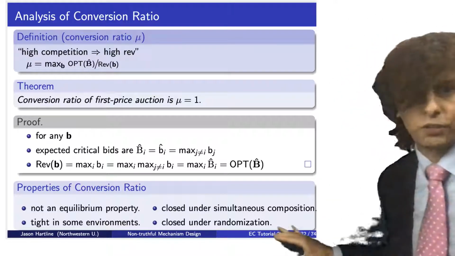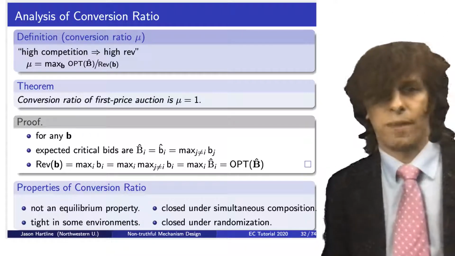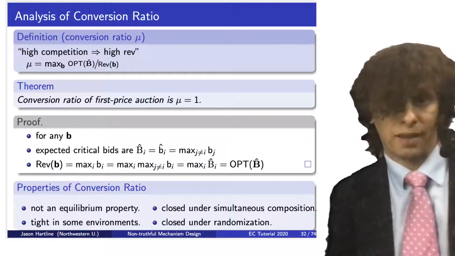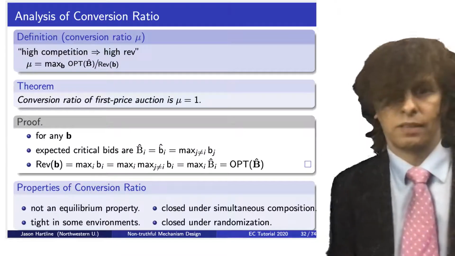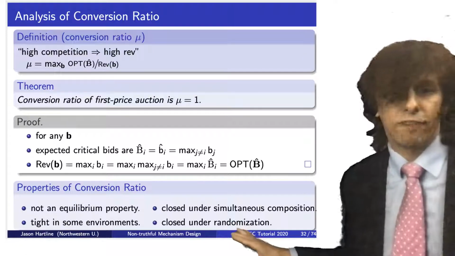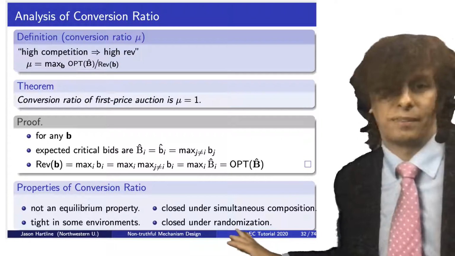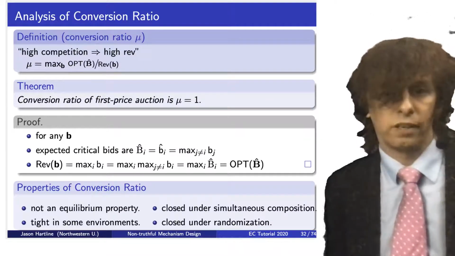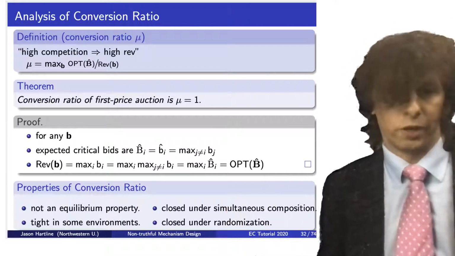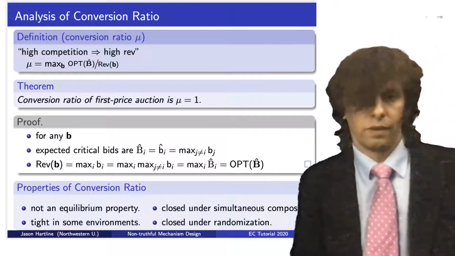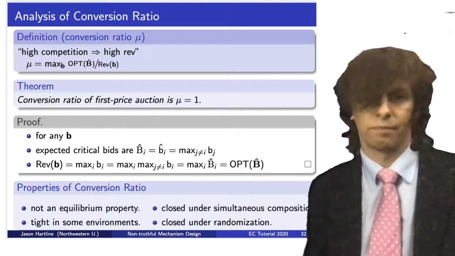Okay, it's also closed under randomization, meaning if I'm looking at randomized mechanisms, mechanisms that are distributions, say, over deterministic mechanisms, or if I'm looking at random bids and not deterministic bids, then it suffices to analyze the conversion ratio of each deterministic mechanism in the support of the distribution, and the conversion ratio of the randomized mechanism is no worse. Okay, so that makes analyzing things like the position auction we talked about previously very easy.